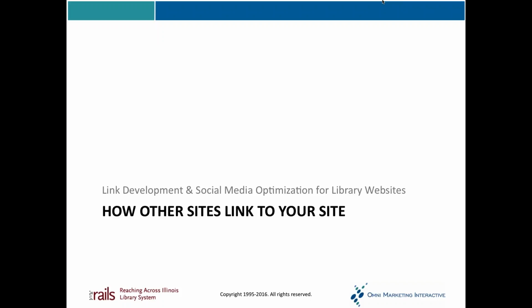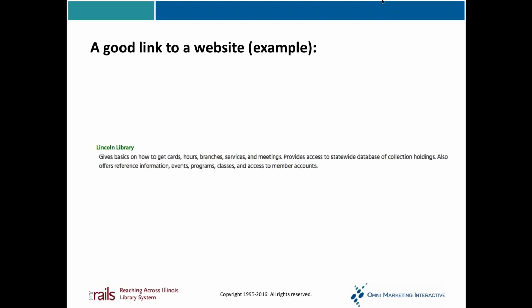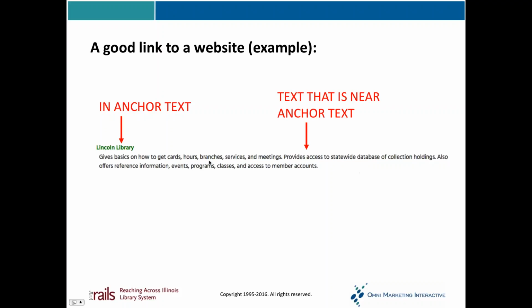So how do other sites link to your website? This is very important because we want, ideally, people to match as closely as possible the labeling system that you have set up on your own website. So this is an example from the Lincoln Library, and this is what's called anchor text. It could be a blue underlined text link or it could be a blue link, but the point is you can click on it. What search engines are looking for is the text in anchor text and text that is next to it. And what's really nice about this description, how to get, I would say, library cards, branches, database of collection holdings, reference, events, their most important keywords are in here.